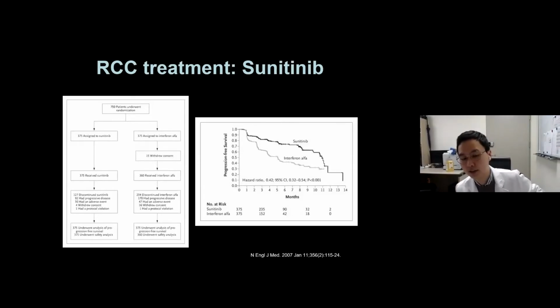And since the RCC is known to be a hypervascular tumor, you can imagine this RCC might have a good response to sunitinib, which can block the angiogenesis. And actually, from the study compared to interferon alpha, it showed a longer progression-free survival.